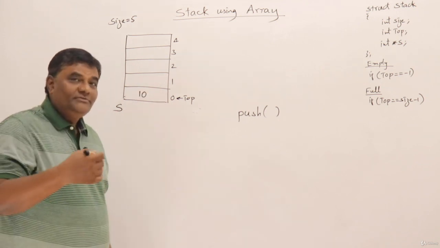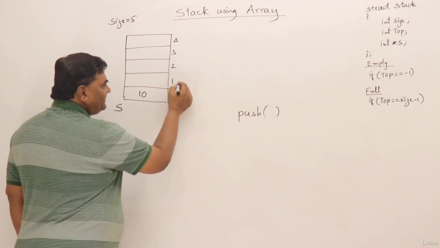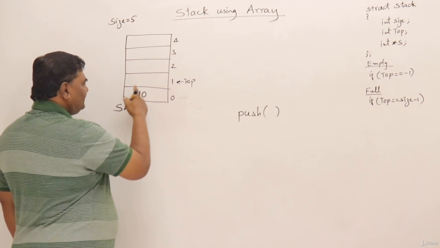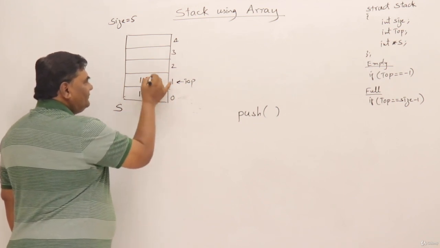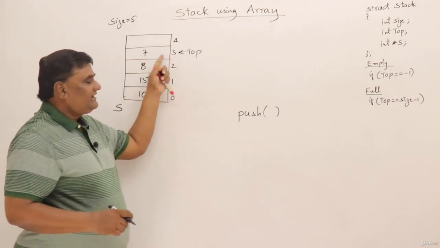Then I want to insert one more value, 15. So increment top pointer, top++, top will move here and insert the value at s of top, that is s of 1. Top is 1 now. So s of 1, insert a value. I'll insert few more values. So right now top is here, which is at index 3.